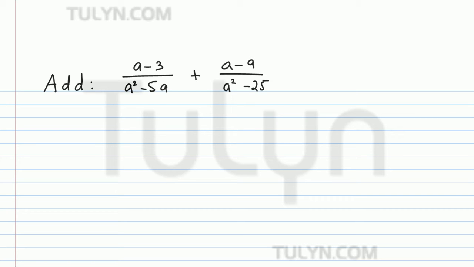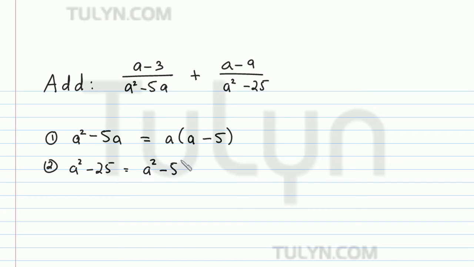So let's take a look at the first one. The first denominator is a squared minus 5a, and you can factor an a out of that, right? So if you take an a out, what's left is a minus 5. Then for the second denominator, that's a squared minus 25, and 25 is a perfect square, right? So we can write this as a squared minus 5 squared, and you should recognize this as the difference of squares formula. So that's going to be a plus 5 times a minus 5.